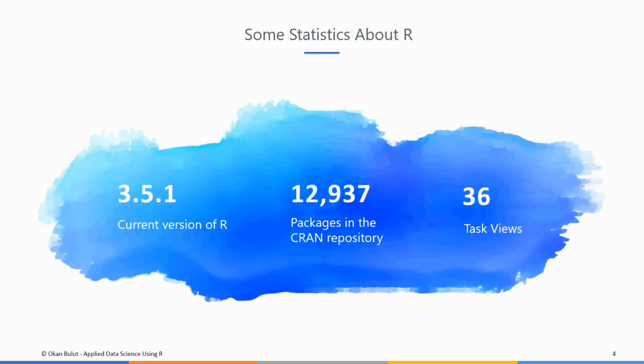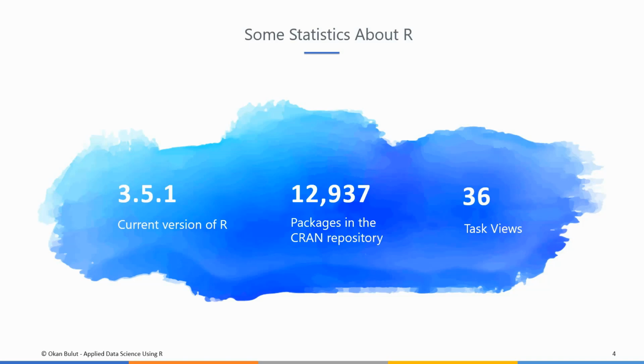Now a bunch of statistics about R. The current version of R, as of this moment as I'm making this video, is 3.5.1, and R is constantly being updated. You may be seeing a different version when you watch this video. That's okay. With each version, the maintainers and developers of R are fixing certain bugs, adding new features, and trying to make it a more efficient and clear programming language.